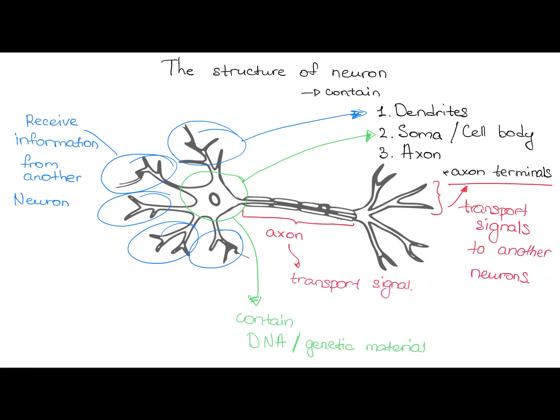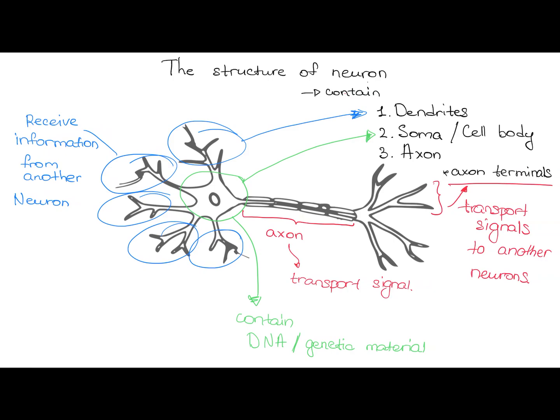Okay, here if we look at the neuron, it contains these parts: dendrites, soma or cell body, axon, and the axon terminals. Firstly, the tree-like branches in the blue circle are the dendrites. The dendrites receive information from other neurons. They take in a stimulus, the impulse. Then the soma contains the DNA, or genetic material, of this cell.